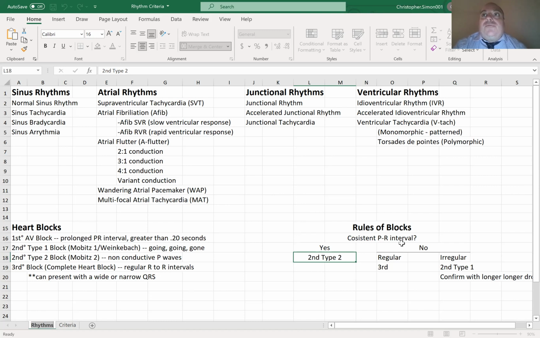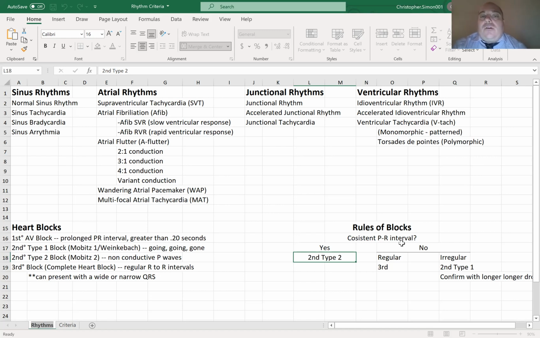Okay, so things like atrial fibrillation, instead of 100 people playing the same music, now you have 100 people all playing their own individual music. So it kind of gets a little crazy. All right, so your atrial rhythms are going to be things like supraventricular tachycardia, atrial fibrillation, atrial flutter, wandering atrial pacemaker, multifocal atrial tachycardia. Those are going to be your atrial rhythms, okay?